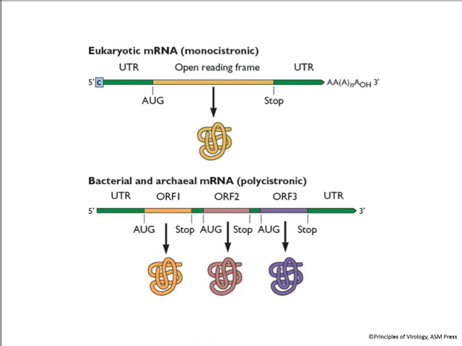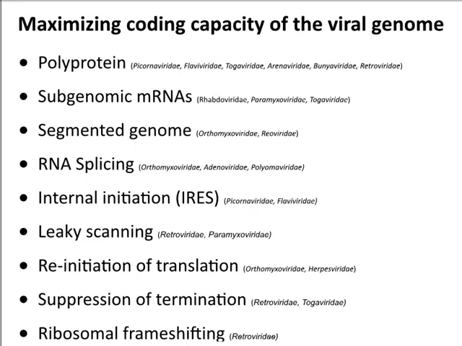But viruses have an issue because many of them have small genomes. And many of them have only one mRNA, so they can't just make one protein. They have to figure out ways to make multiple proteins from an mRNA. So I want to tell you about some ways that viruses have evolved to overcome the monocistronic rule, the one mRNA, one protein limitation. So there are ways to make mRNAs multicistronic, and that's what I want to tell you about now. So here are all the ways that you can make a lot of proteins from a viral genome.